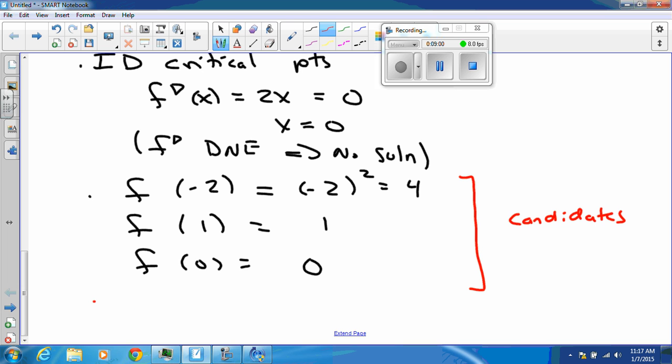And which one is the smallest of these? 0. And so just as we suspected from the graph, we can say that the absolute max is f of -2 equals 4. Notice how I expressed that. I expressed that in such a way so that I'm saying what the max is. I'm also telling you where it is located. It is located at x equals -2. The maximum value is 4. The largest value of the function is 4.